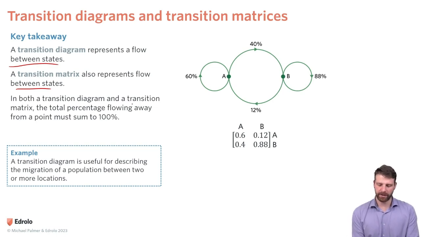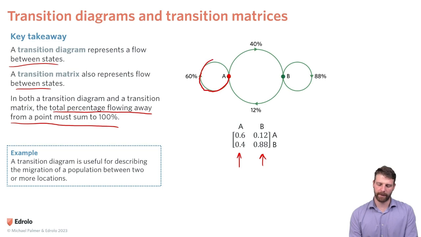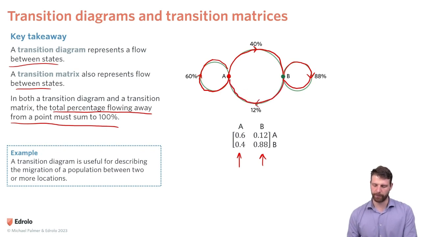In both a transition diagram and a transition matrix, the total percentage flowing away from a point must sum to 100. In the transition matrix, this is in the column, adding to 1. You can see both of those columns add to 1. From A, A is flowing back to itself, and that's 60%, and A flowing to B is 40%, and that equals 100%. Likewise, 88% flowing out of B plus 12% flowing to A gives a total of 100% flowing from B.